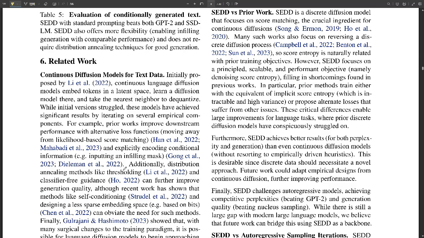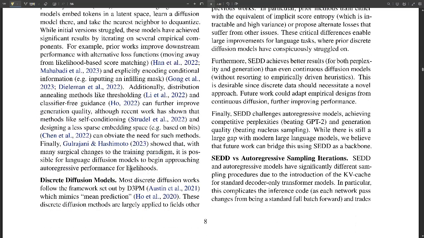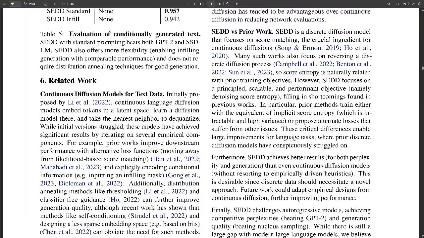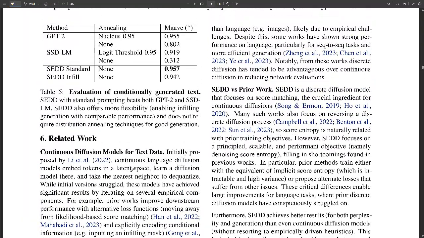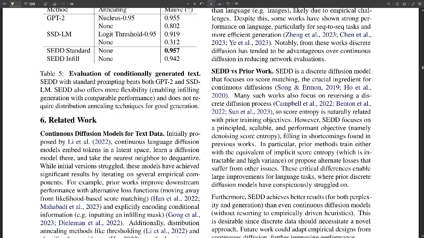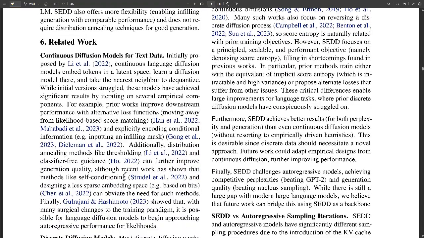Exactly. It helps SEDD create really good text. It does, and it does it super efficiently. It doesn't need as much power. So it's faster and less resource intensive. It is. That's huge, especially for those large scale applications. Absolutely. So what else makes SEDD different?